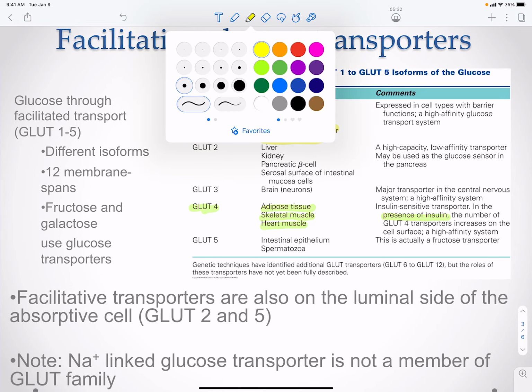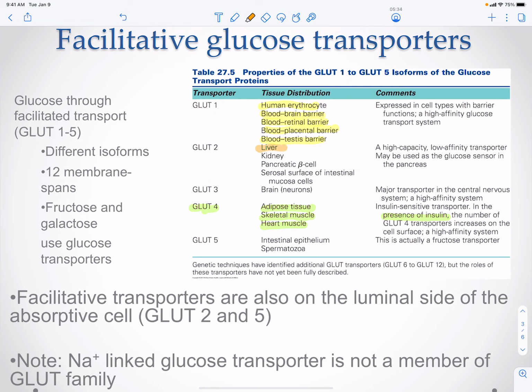GLUT2 is important because it is associated with your liver, kidney, your beta cells, and it's also on the serosal side of your intestinal mucosal surface. GLUT2 has a lower affinity for glucose, which means that it only picks it up when there's a high presence of glucose, the fed state.